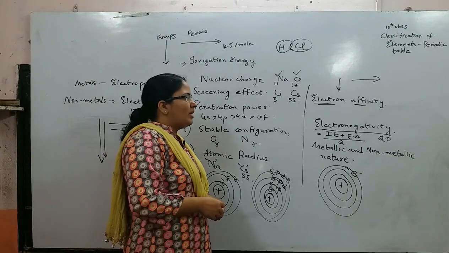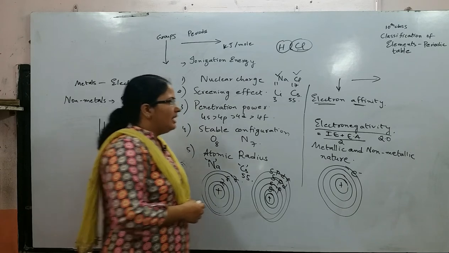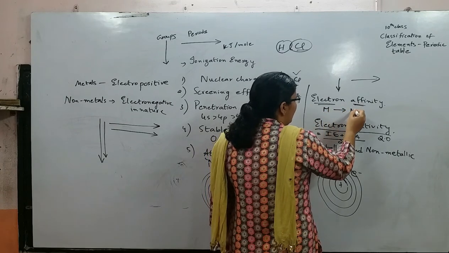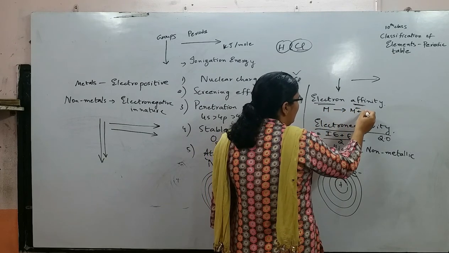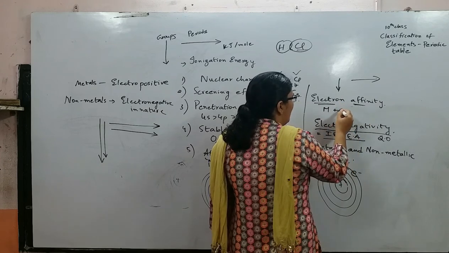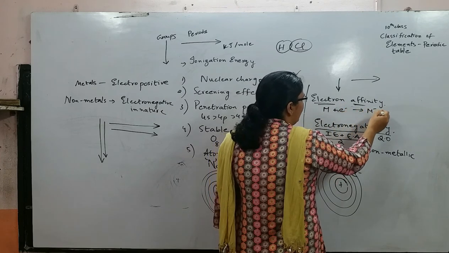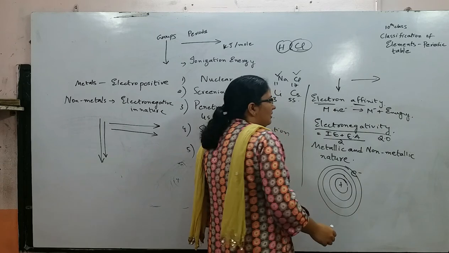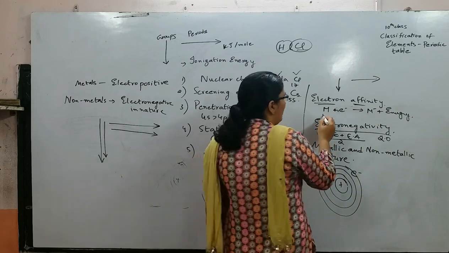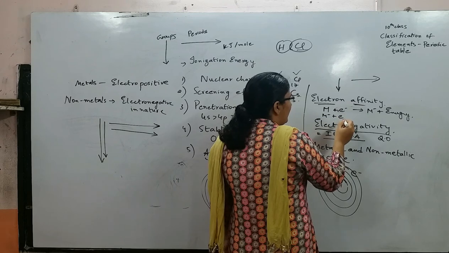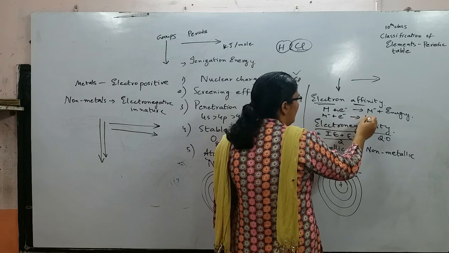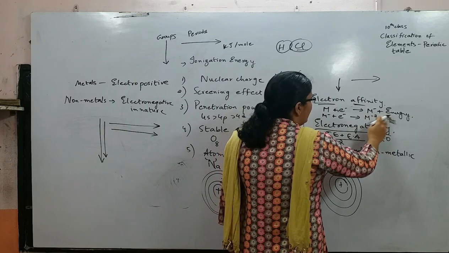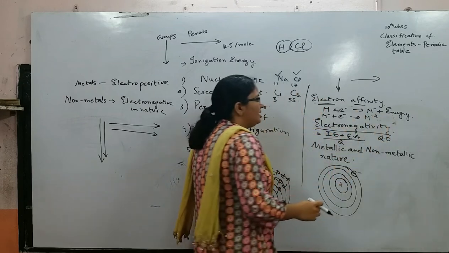Now, what is electron affinity? I told you it is the energy that is released when you add an electron, that is called electron affinity. Then you have second electron affinity also. If you are adding an electron to the uni-negative ion, that is second electron affinity. No energy is liberated when the second electron is added.